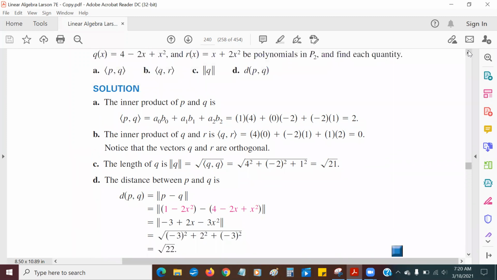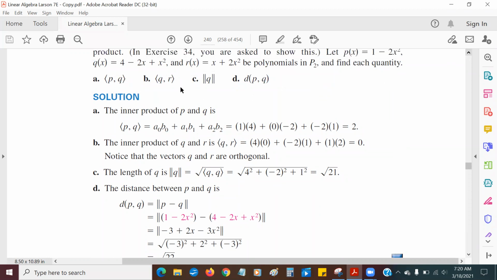The inner product of P and Q is, well, oops, here it is. I'm taking 1 times 4, then 0 times -2, and then -2 times 1, which is all those numbers right there. If you crunch that out, you get 4 minus 2 equals 2.